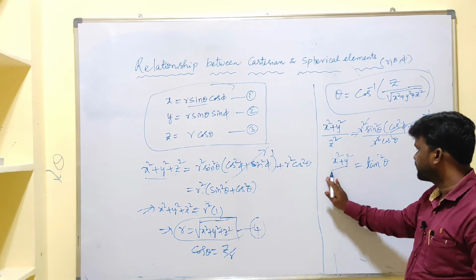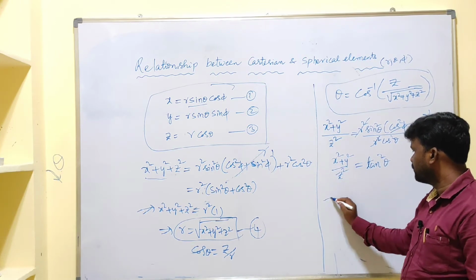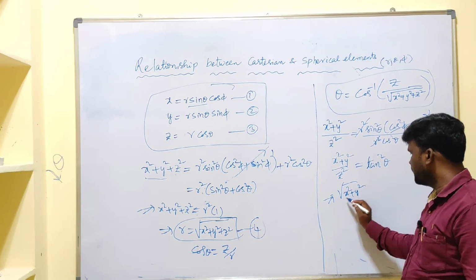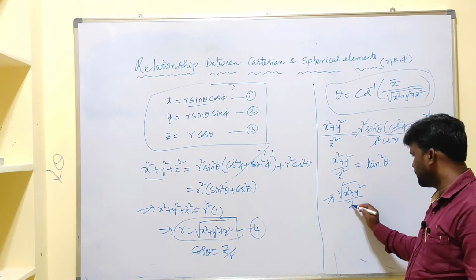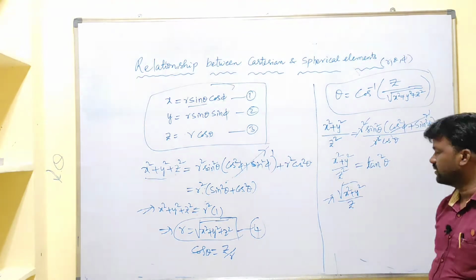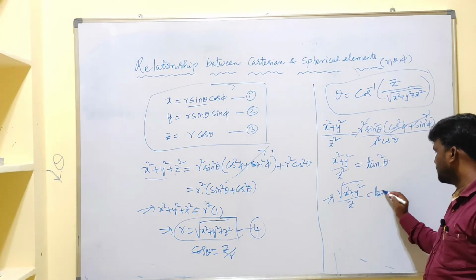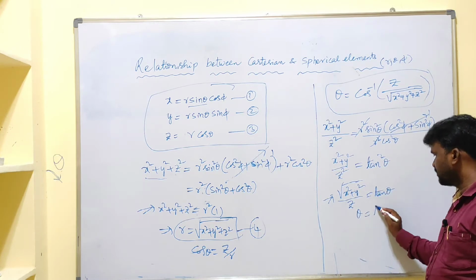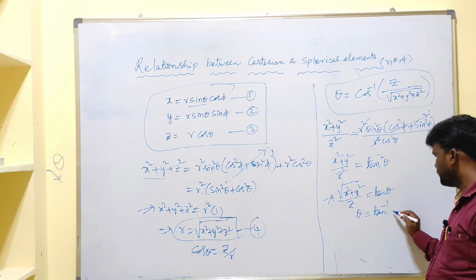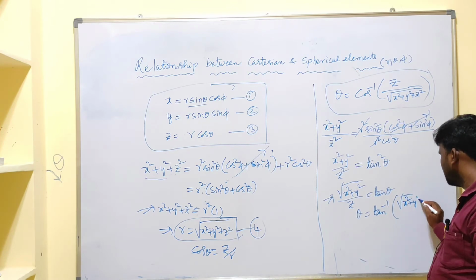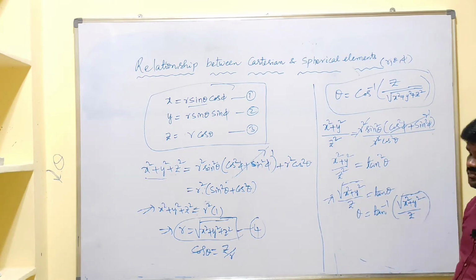Now apply square root on both sides. For the numerator we get x square plus y square, and root z square becomes z. Root and square are cancelled out. Here we will get tan theta. This gives theta equal to tan inverse of under root x square plus y square by z. So this is about the theta.